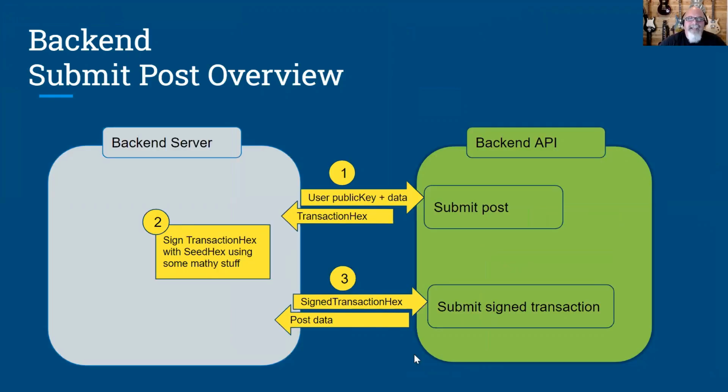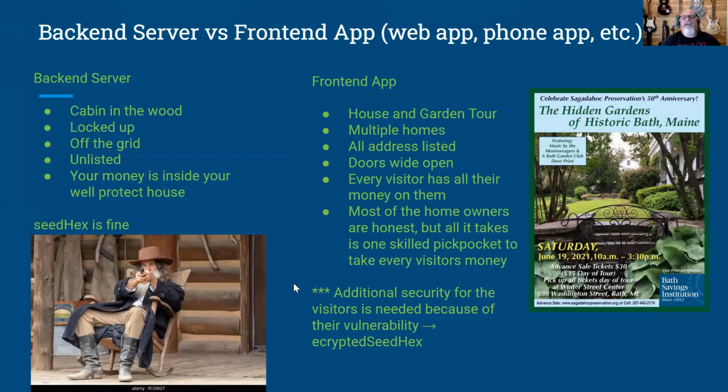Okay, and as you can see, that's a little bit more complex than what we were doing before with a backend server, which was we would post the public key with the data to the backend API, come back to our backend server, and we would have the code, that mathy stuff, that would allow us to sign the transaction hex based on the seed hex that we had. And then it would send that to the backend API as a signed transaction and would come back with post data.